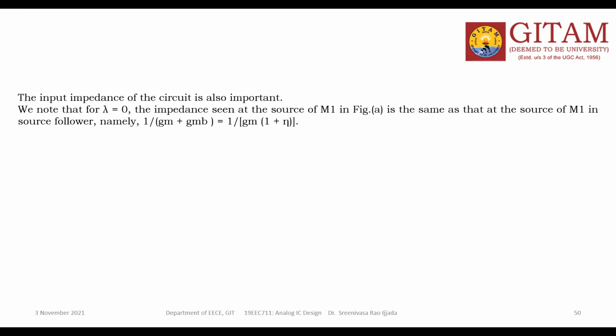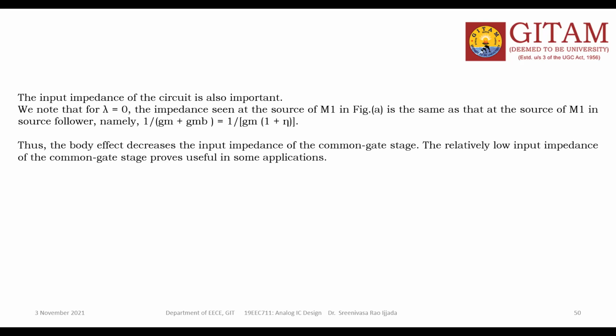1 by gm plus gmb, that is equal to 1 by gm into 1 plus eta. How can you say this? If you take gm common, then gm by gm is 1, plus gmb by gm, which you can write as the eta value. Thus the body effect decreases the input impedance of the common gate stage. So the input impedance Rin is equal to 1 by gm into 1 plus eta.